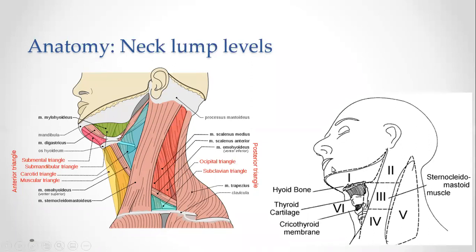The next diagram is clinically important. In clinical practice, we use this type of classification. This is the levels of the neck. This is the first level. Basically, this is the submental and submandibular triangle.